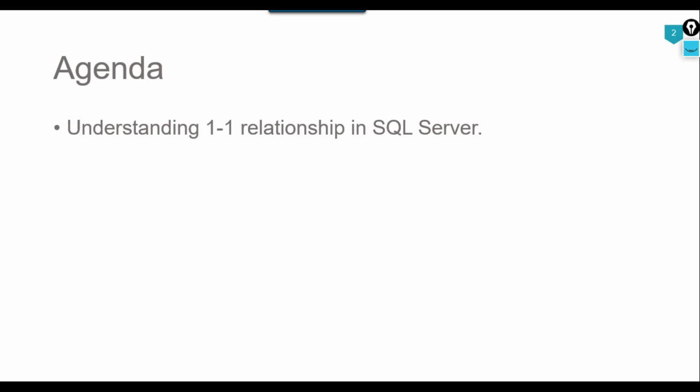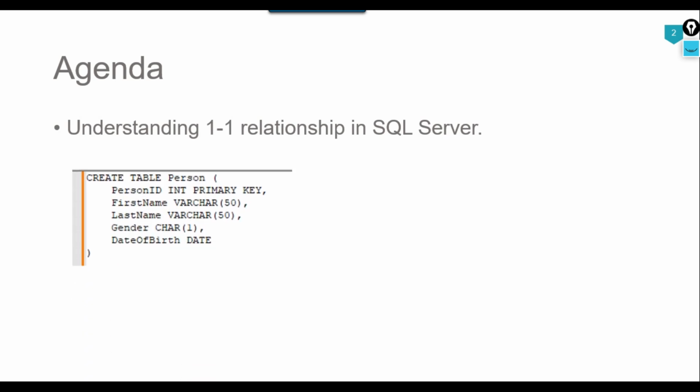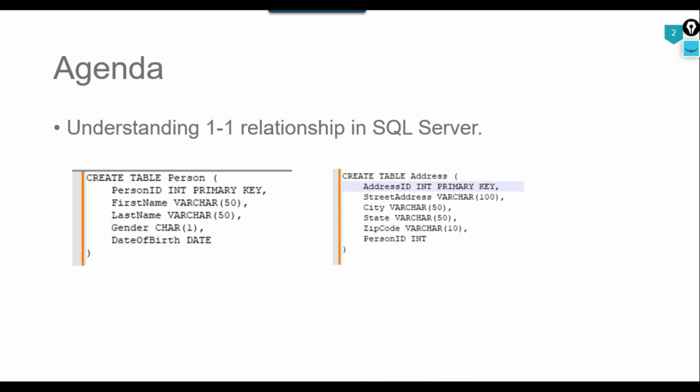To create a one-to-one relationship in SQL Server, you need to follow a few steps. First, you need to create the two tables that you want to relate. For example, let's say you want to create a one-to-one relationship between the person table and the address table. The person table will contain personal information about the individuals, and the address table will contain the address of each individual. So here you can see two tables, the person table and the address table.